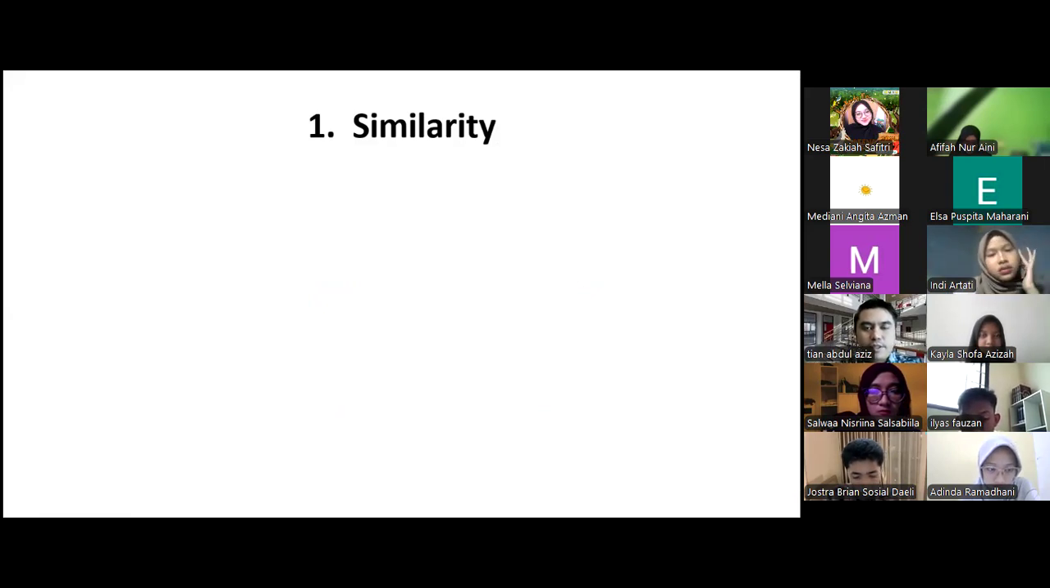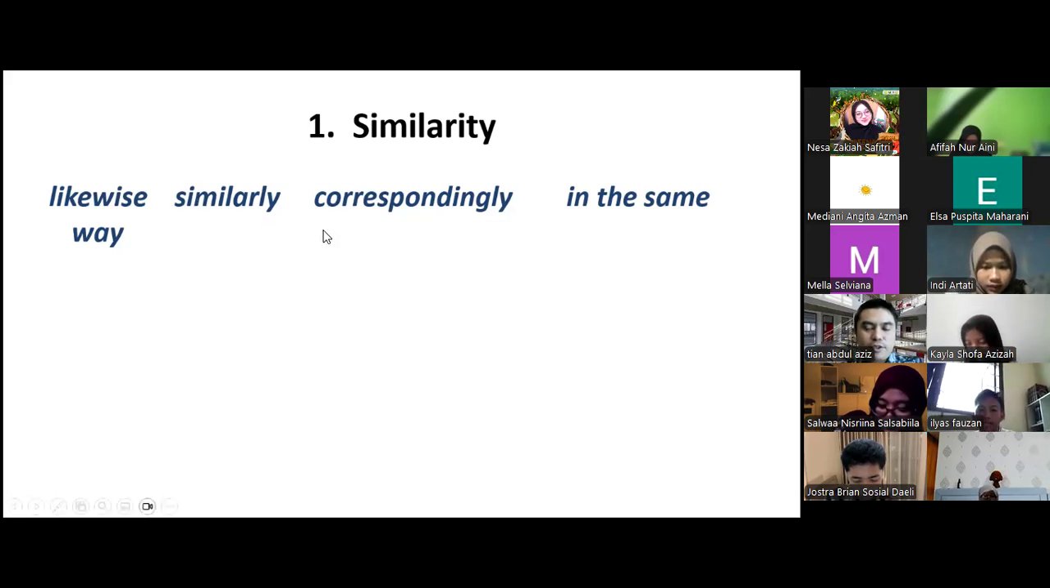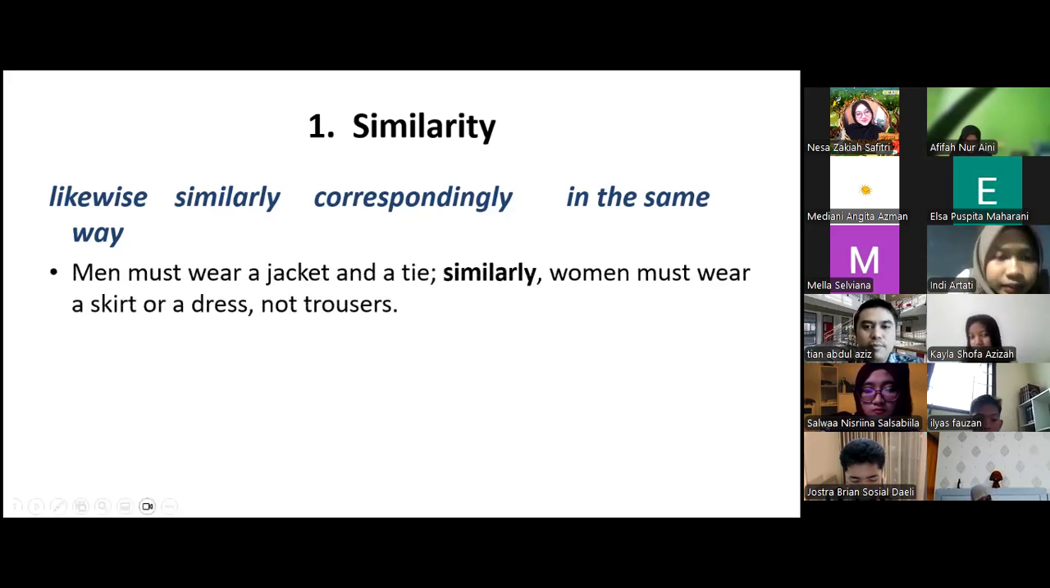The first connectors talk about similarity. There are words or phrases used to join sentences, for example, likewise, similarly, correspondingly, in the same way. So you may use these words or phrases to join sentences when the second sentence is similar or the same as the first sentence.